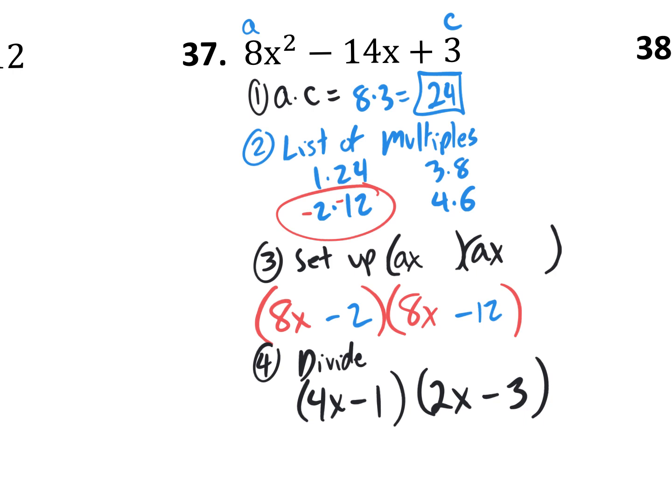Once again, if you're confused and you want to double check if you actually did it right, go ahead and distribute. 4x times 2x is 8x squared. 4x times negative 3 is negative 12x. Negative 1 times 2x is negative 2x. Negative 1 times negative 3 is positive 3. And when you combine these x's, the negative 12 and the negative 2, it will give you that middle value, negative 14x. So you can verify that you actually factored it correctly.